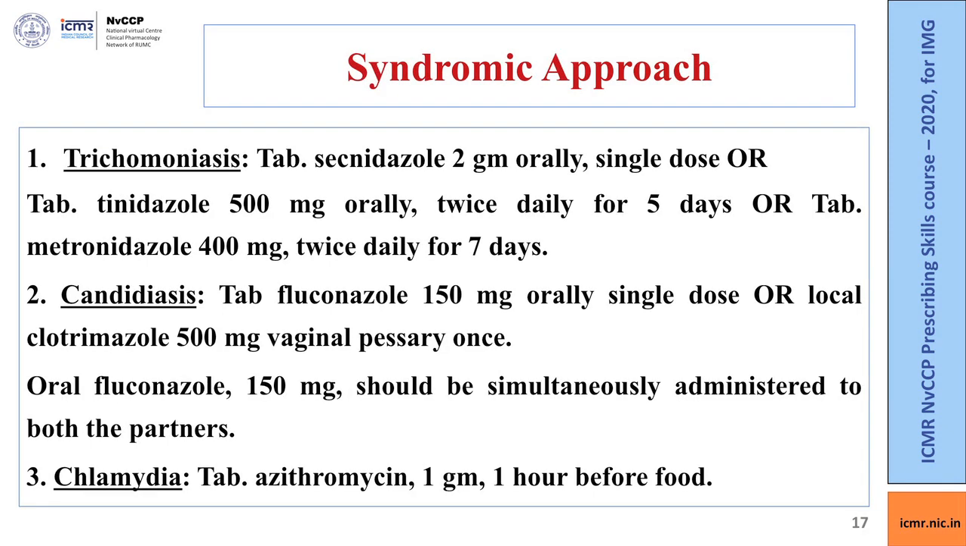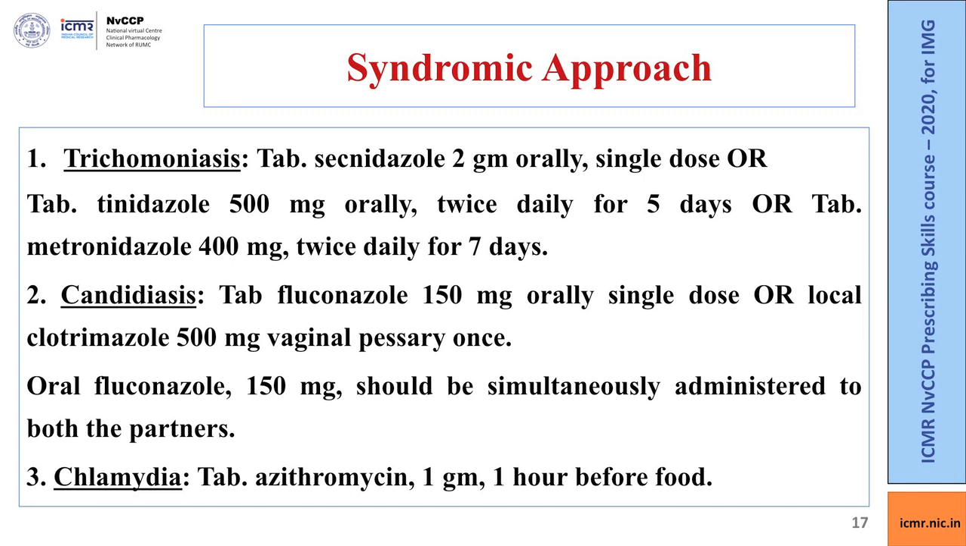While prescribing, keep in mind that the appropriate drug therapy consists of a syndromic approach, which is as follows. For the treatment of trichomoniasis, tablet secnidazole 2 gram orally as a single dose, or tablet tinidazole 500 milligram orally twice a day for 5 days, or tablet metronidazole 400 milligram twice daily for 7 days. For candidiasis, either tablet fluconazole 150 milligram orally single dose or local clotrimazole 500 milligram vaginal pessary can be administered. Oral fluconazole 150 milligram should be simultaneously administered to both the partners.